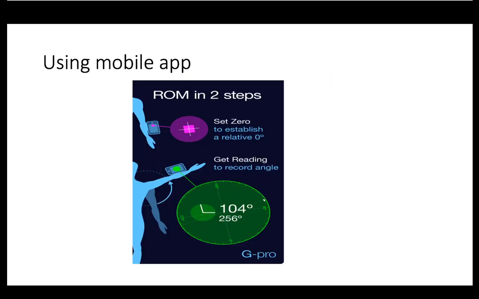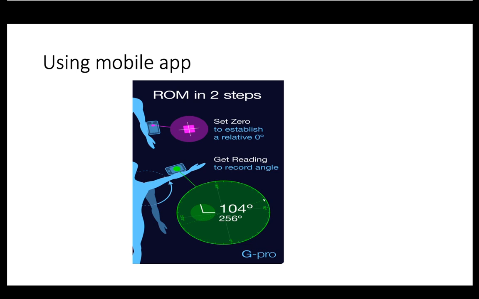In the next slide you will see that mobile apps are also there which can do the same thing without using these. They have some sensors, like this app, known as G Pro, Goniometer Pro app. You can download it, and you just have to put your mobile parallel to the joint where it is going to rotate. For example, here they have put the mobile parallel to the arm.